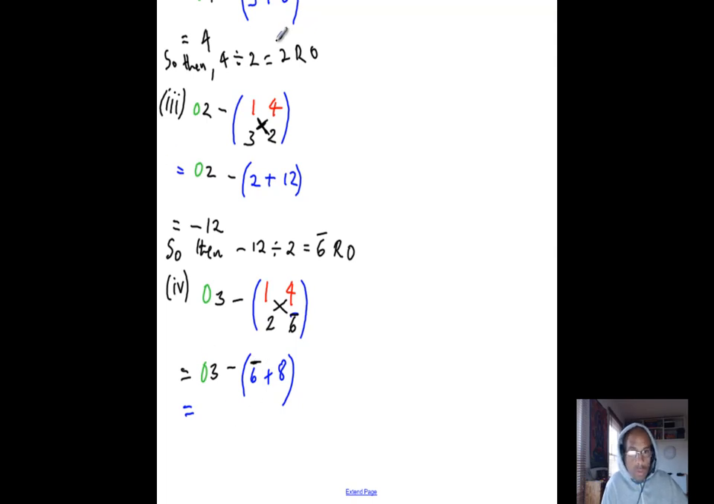Okay, so this is a minus 6 here. Right, so this is 8 minus 6, or minus 6 at 8, which is 2. So it's 3 minus 2, which is 1! Right, so it is 1 there.